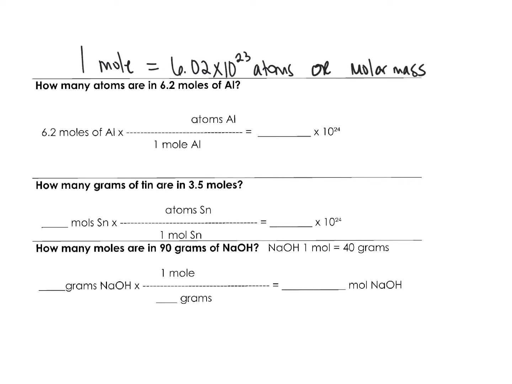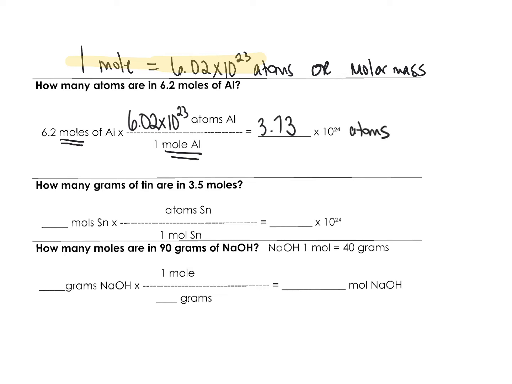And so if we look at this first one, we're starting with moles. So 1 mole of aluminum goes on the bottom. Well, how many molecules are there in 1 mole? Well, there are 6.02 times 10 to the 23rd atoms in 1 mole. So 6.02 times 10 to the 23rd is going to go on the top for our conversion factor. So we're going to do 6.2 times 6.02 times 10 to the 23rd. And you should get 3.73 times 10 to the 24th atoms.